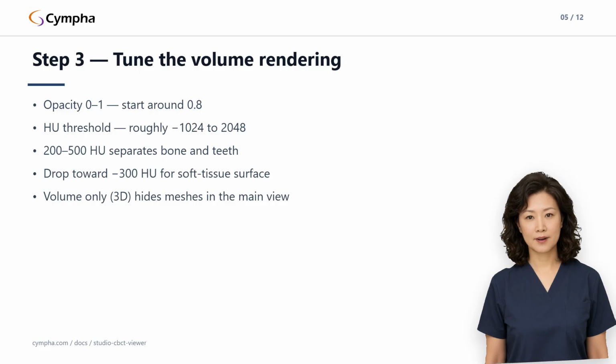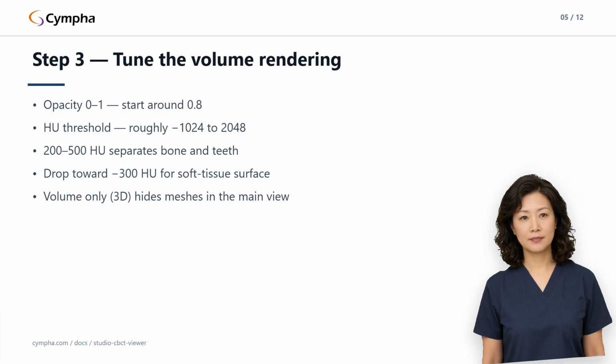This is what a well-tuned volume looks like. Bone and dentition standing cleanly apart from the soft tissue at a threshold you chose for the question you're asking. And that's really the mental model for the whole viewer. There is no single correct setting. Reviewing roots and cortical bone, you'll sit in that 200 to 500 band. Checking the soft tissue profile, you'll drop the threshold and let the face render.